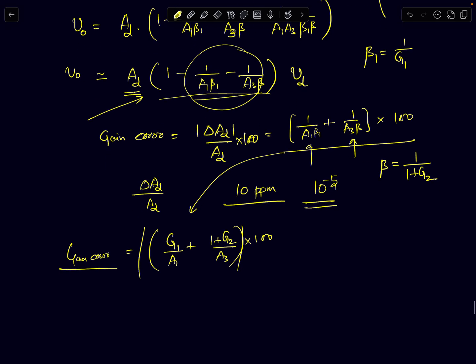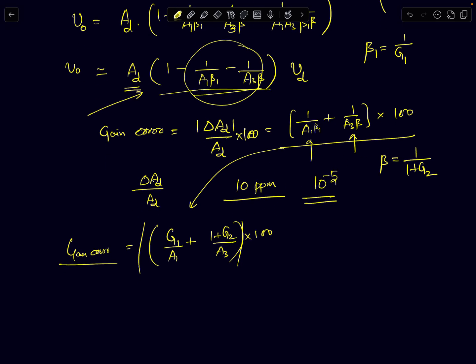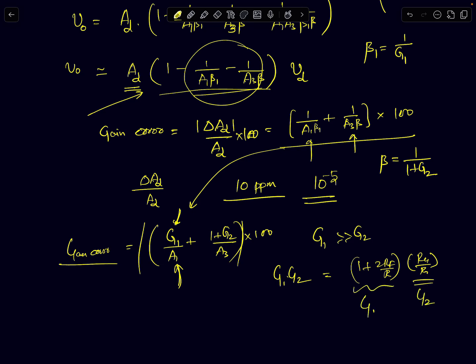Okay, so if you look at this expression, it depends upon the gain of the closed loop amplifier and also the DC gain of the op-amp. So here I want to just mention one point about instrumentation amplifiers. Usually when we see most of the commercial instrumentation amplifiers, we will try to get the maximum gain out of the first stage. So generally G1 will be much greater than G2. The overall gain will be equal to G1 times G2, which is simply 1 plus 2 RF by R times R4 by R3.